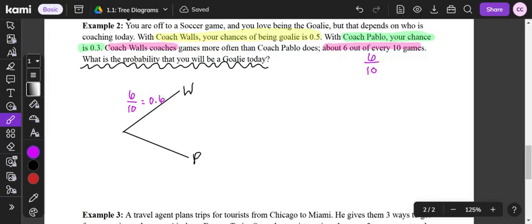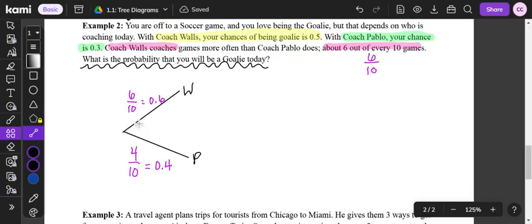Okay, now remember, all of the branches for every level of a tree diagram need to add up to 1. So if Coach Walls coaches 6 out of every 10 games, that means Coach Pablo must coach the other 4. So that means Coach Pablo, it's a 4 out of 10 chance, or 0.4. All right, very good. Now we got to break up our tree diagram even more.